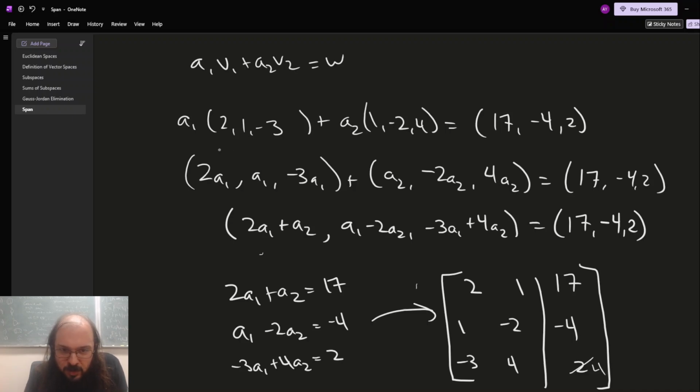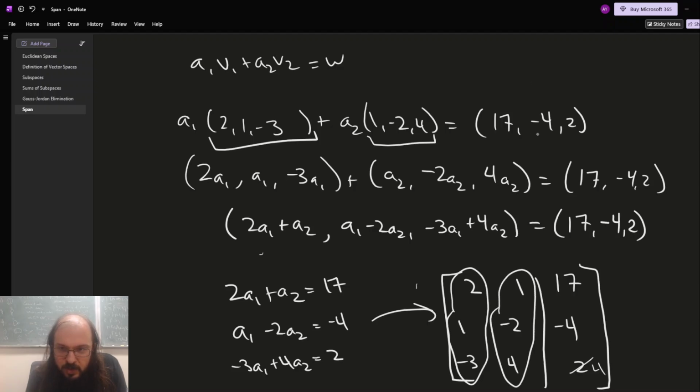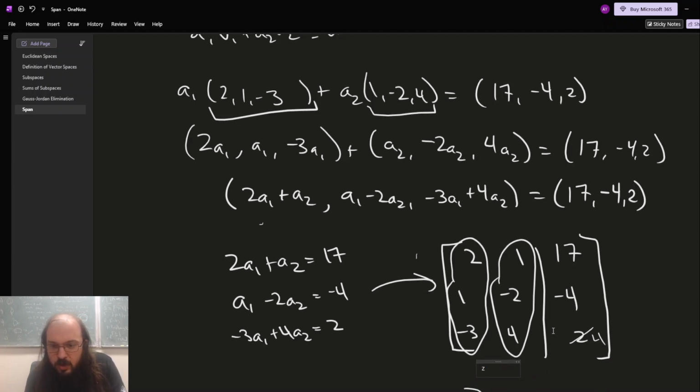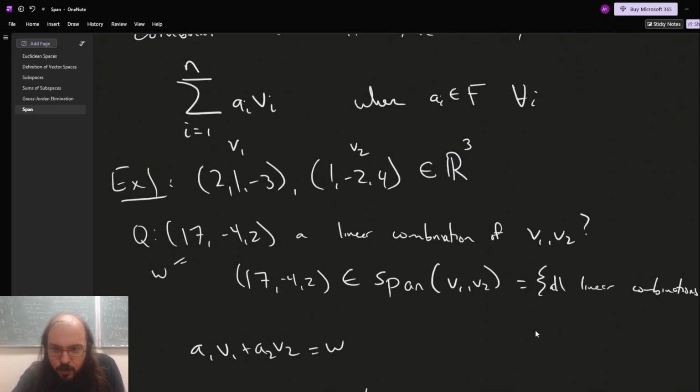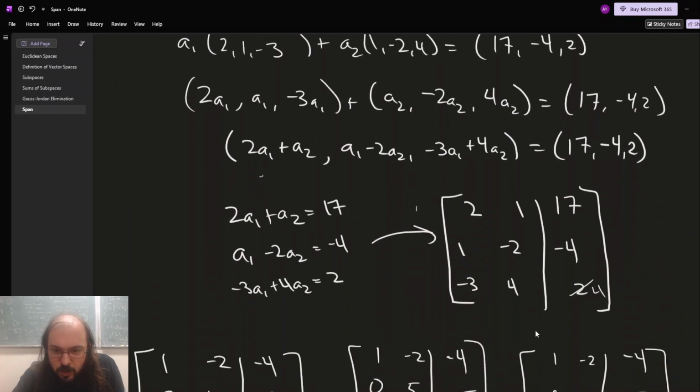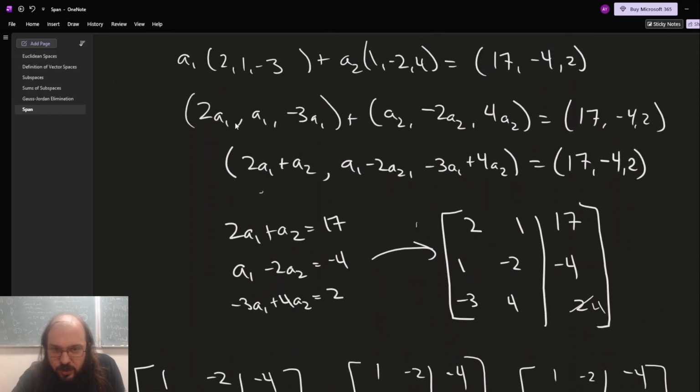After you've done that a couple times, you will notice the pattern. In other words, what I'm saying here is that the process of setting this up is tantamount to extracting the vectors that you're dealing with and writing them as columns into this big box full of numbers.